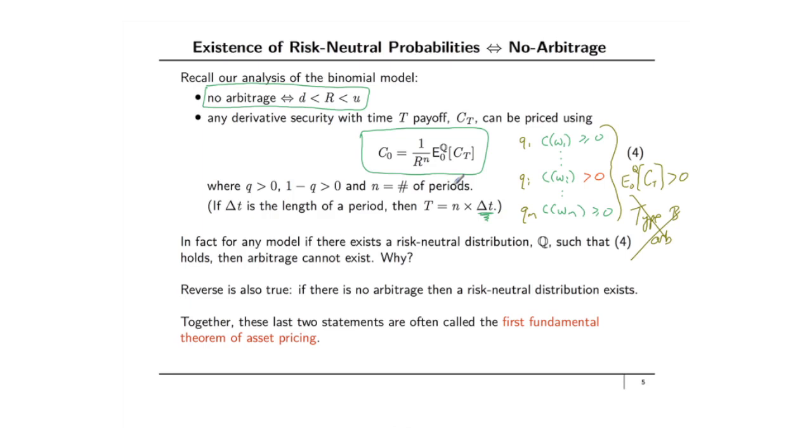The reverse actually is also true. If there is no arbitrage, then a risk-neutral distribution exists. We've shown that in the binomial model, but it's actually true more generally. Together, these two last statements are often called the first fundamental theorem of asset pricing. That is, the existence of risk-neutral probabilities and no arbitrage are equivalent.